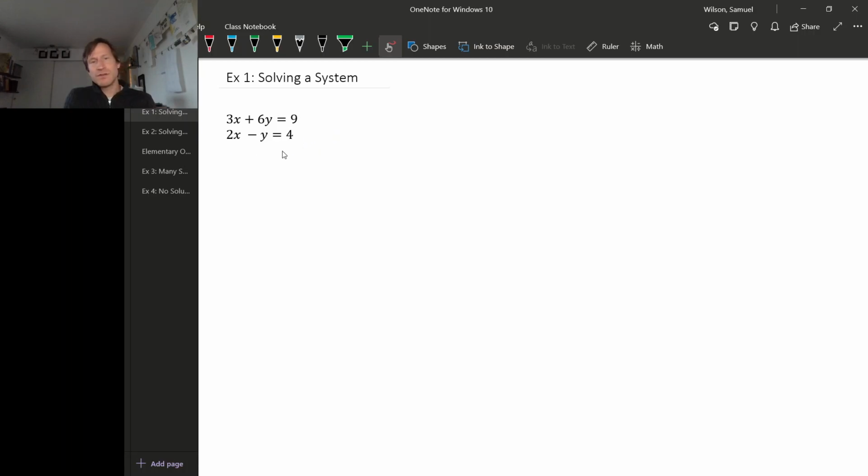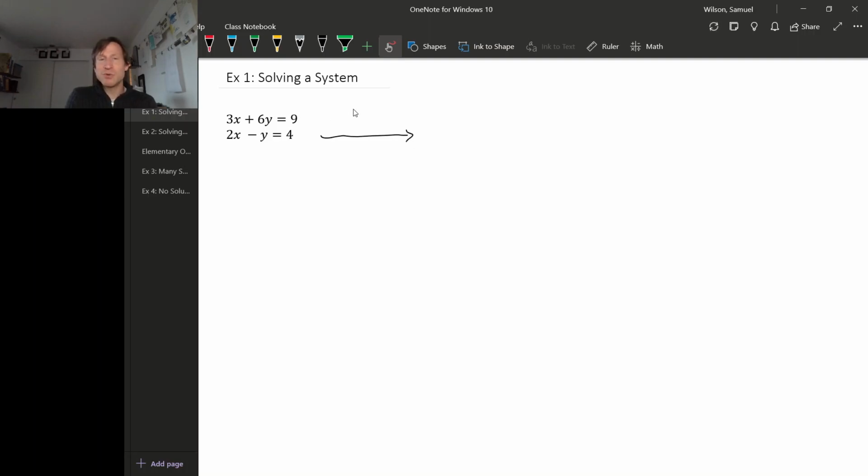So with this particular system of equations, maybe the best thing to do to start out is, if you look at the first equation, every term in this equation has a factor of 3. So maybe it would be best to start out by multiplying the first equation by 1/3, just to get rid of that factor of 3.